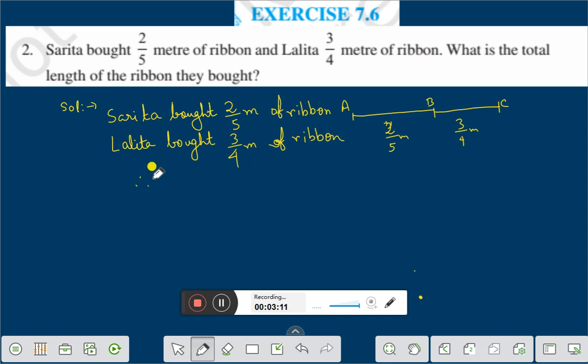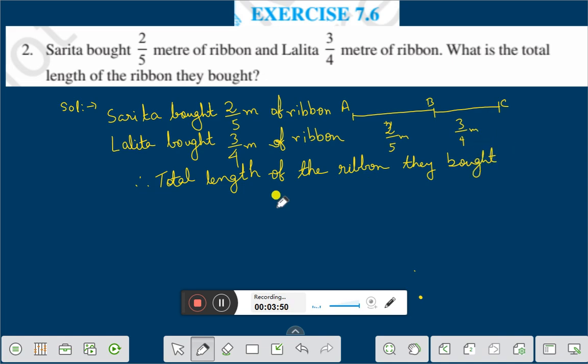Therefore, the total length of the ribbon they bought will be the addition of 2 by 5 meter plus 3 by 4. We'll add this as fractions.